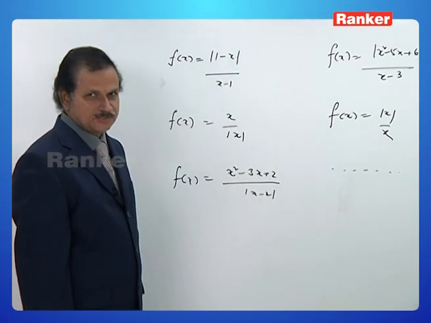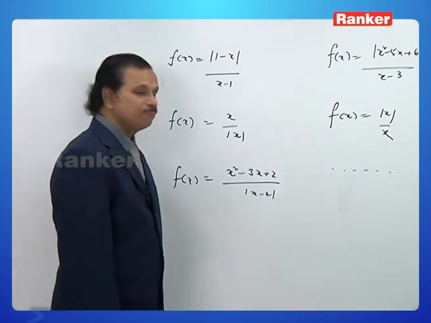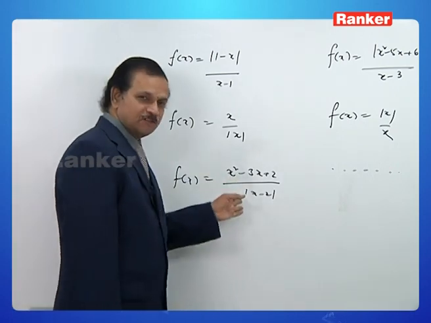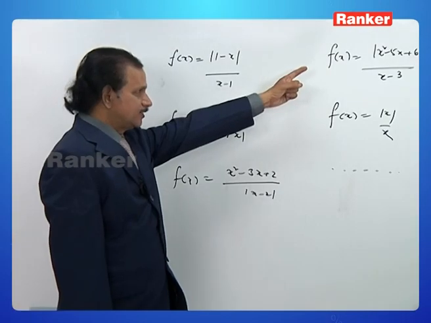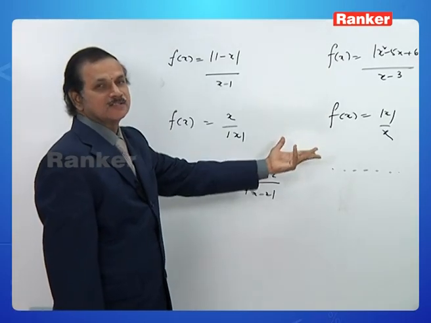3 it is in the form 0 by 0. At x is equal to 2 it is in the form 0 by 0. Discontinuous at x equal to 2. Discontinuous at x equal to 3. Discontinuous at x equal to 0.